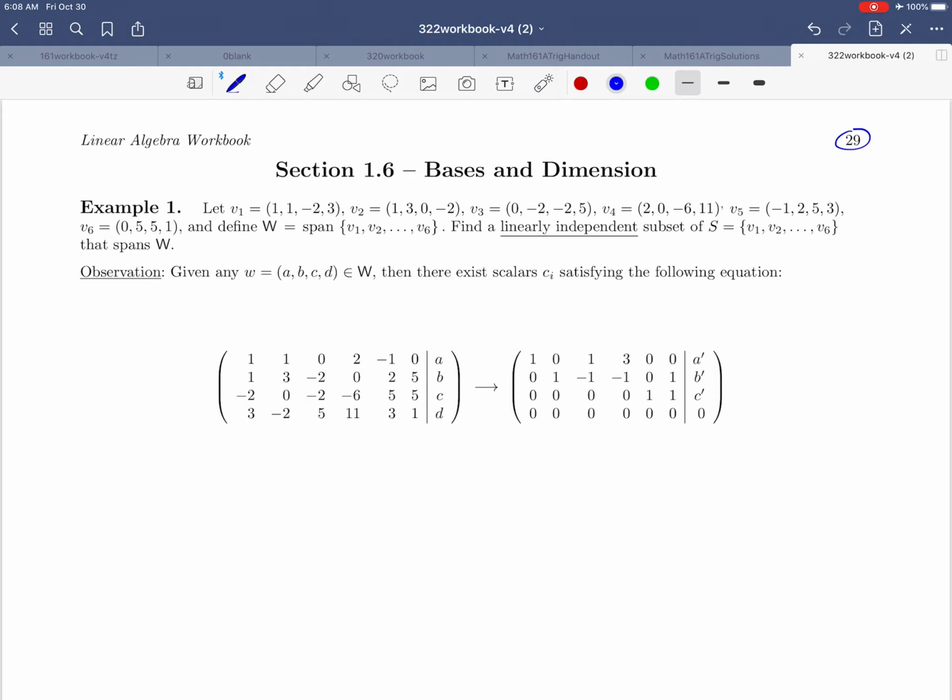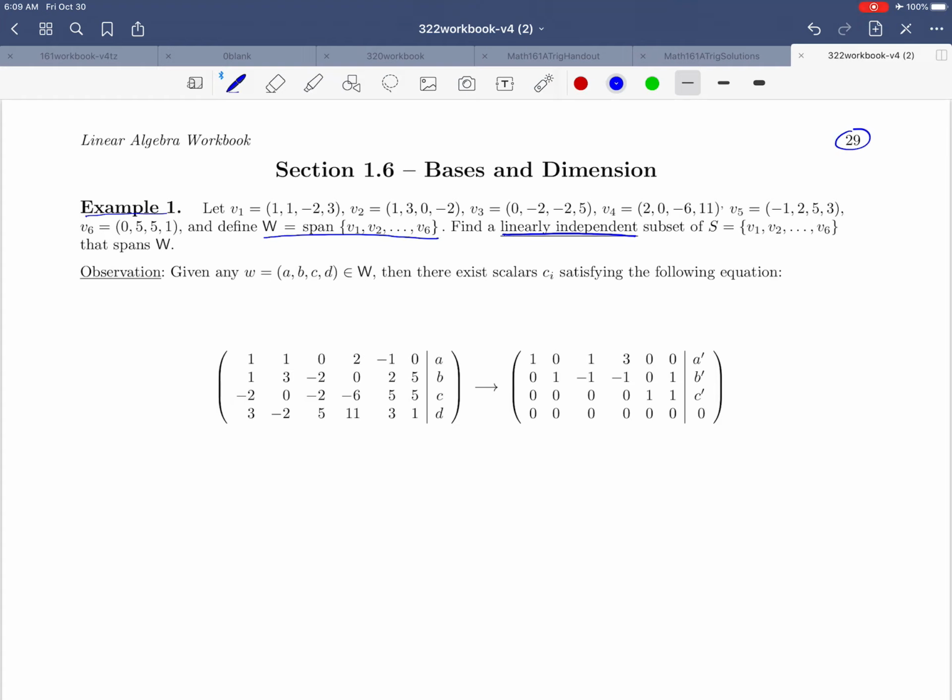point in the course. And I think the best way to get the ball rolling here is just with an example. Okay, so let's read this example together. So they give us 6 vectors, v1 through v6 in R4, and we're going to be discussing a subspace that looks like this. W is the span of these 6 vectors. We know from our previous work that W is a subspace. And here's what they'd like us to do. We'd like to find a linearly independent subset of S that spans W.